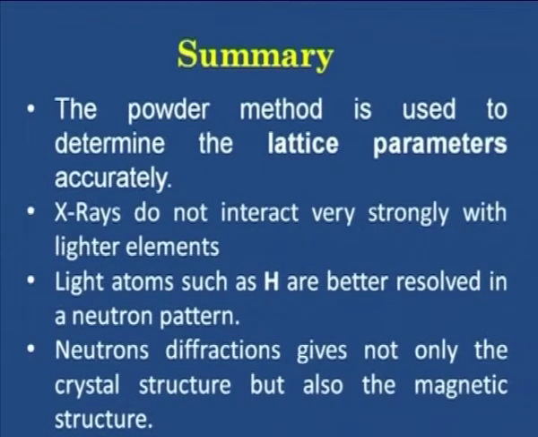Let me give a summary of today's lecture. Number 1, the powder method is used to determine the lattice parameters accurately. X-rays do not interact very strongly with lighter elements, that is a very important point. Lighter atoms such as hydrogen are better resolved using a neutron beam rather than the X-ray beam. Neutron diffraction gives not only the crystal structure, but also the magnetic structure.